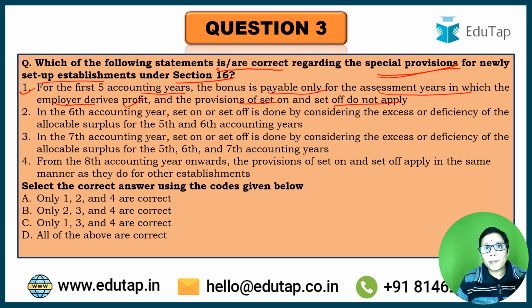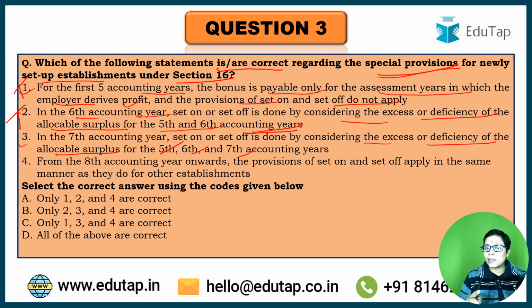क्योंकि वो तो स्टार्टिंग में ही है, सो एक बेनिफिट है. सो यस, दिस इज वेरी मच ट्रू. In the 6th accounting year, set on or set off is done by considering the excess or deficiency of the allocable surplus for the 5th and 6th accounting years, and this is very much true. Okay. In the 7th accounting year, set on or set off is done by considering the excess or deficiency of the allocable surplus for the 5th, 6th, 7th accounting years.